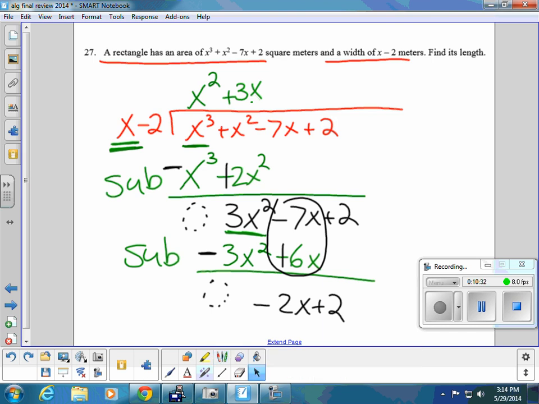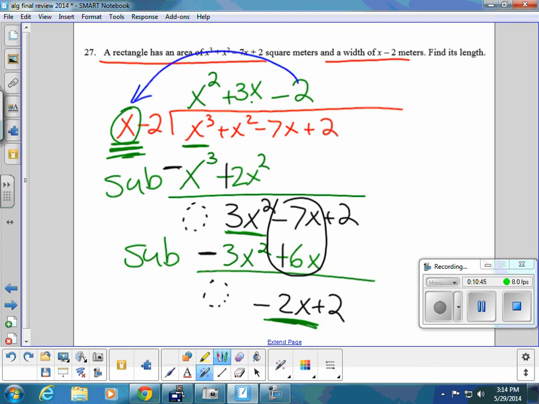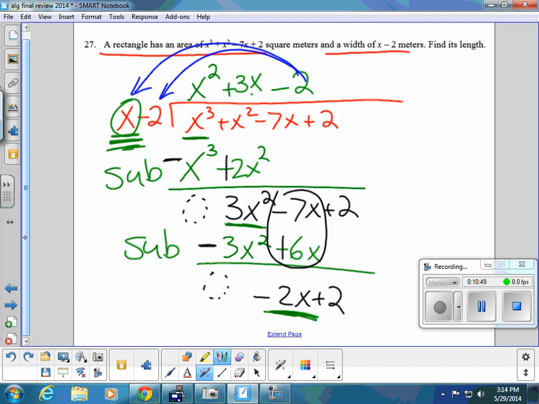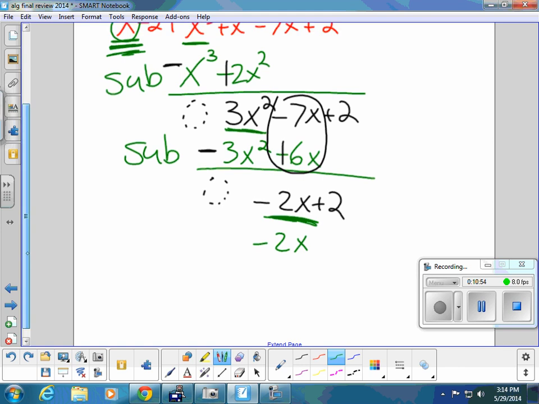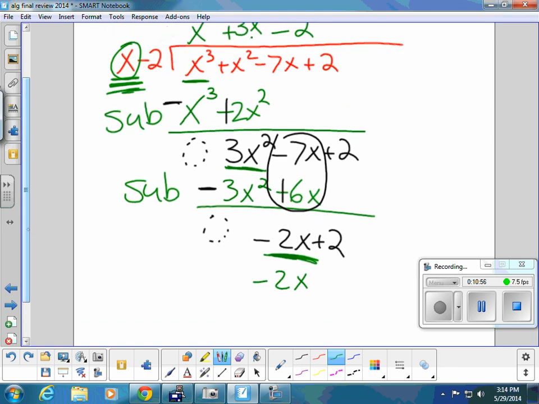Now our next step is the same as the previous two. Look at the first term here and the x here, and how do I make this x turn into negative 2x, and I would multiply by negative 2. When I multiply both terms by that, I get negative 2x plus 2, because a negative times a negative is a positive. When I subtract, I get a remainder of 0.